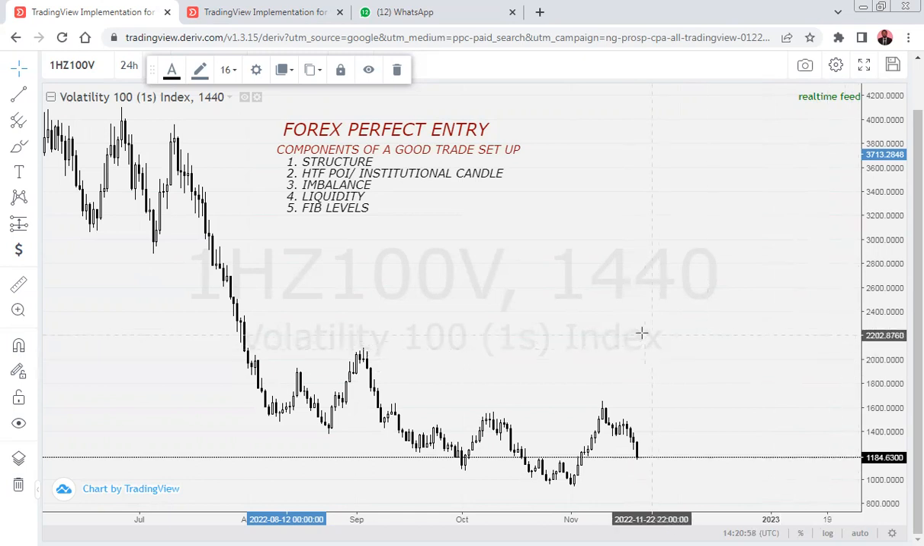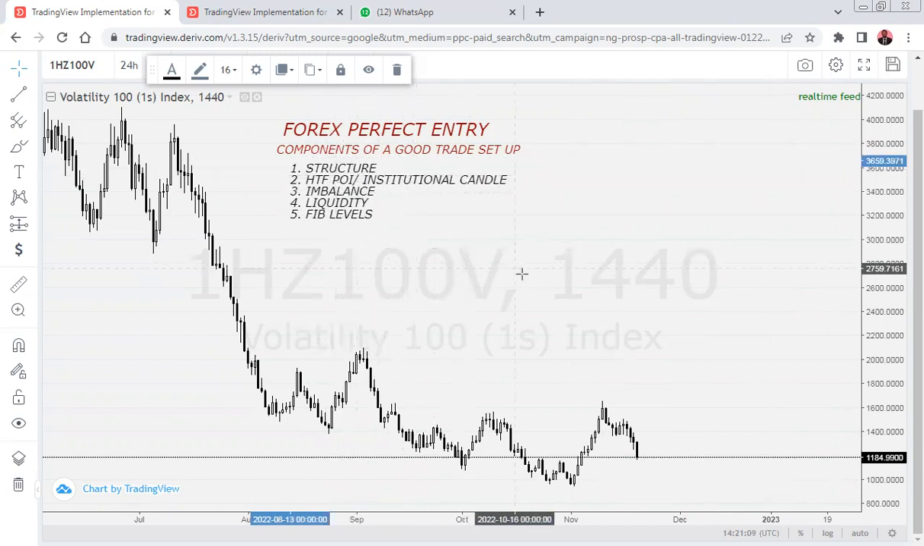All right, so let's look at what the components are, just to refresh our memory. The first one we look at was the structure of the market, what's happening, what's going on, and then we also look at the range in which we are trading. After that, we look at the high time frame point of interest, or the institutional candle that resulted in the manipulation of the highs or lows in the market as regards the trend we are trading. Then we look at imbalance.